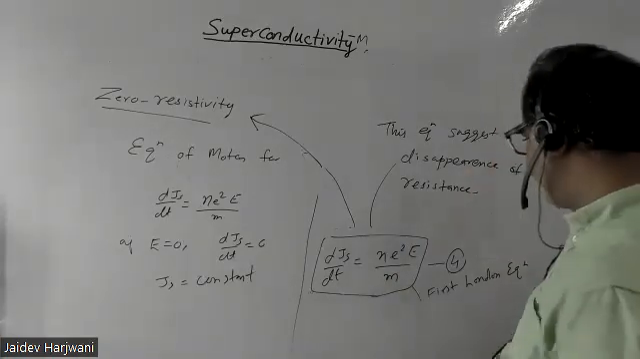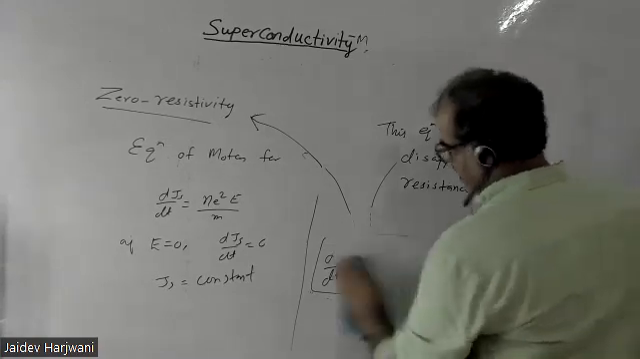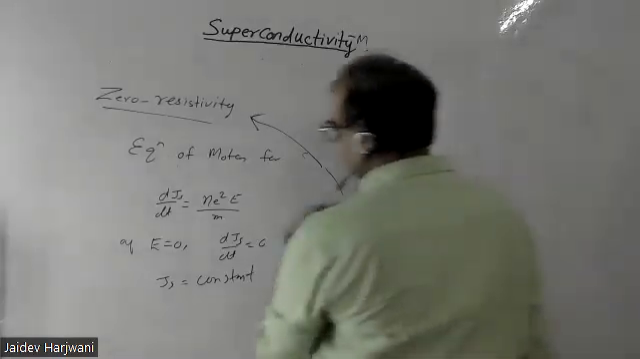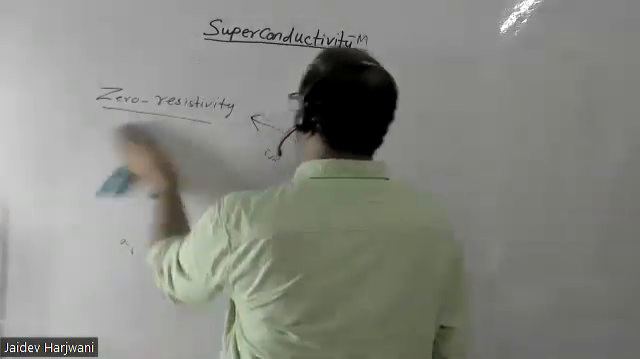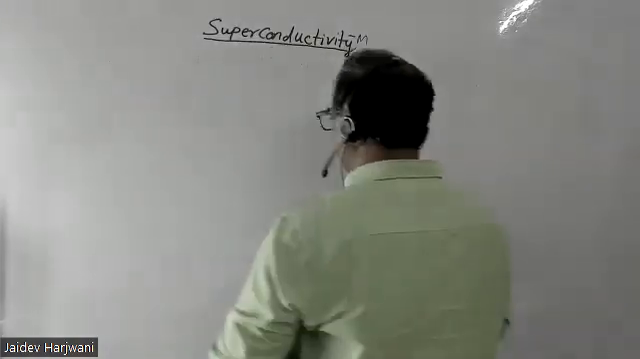So this was the first thing which I wanted to discuss using this equation. Now let me discuss the second point. The second point is the Meissner effect, that means zero electric field, Meissner effect.